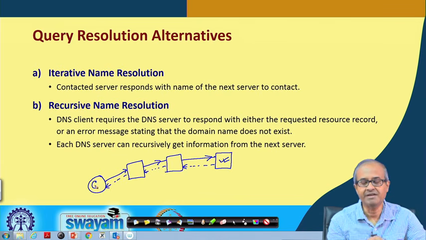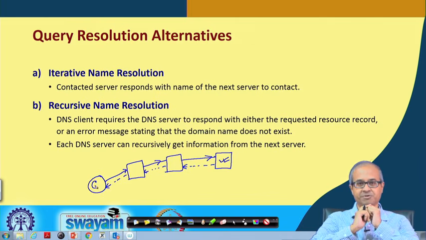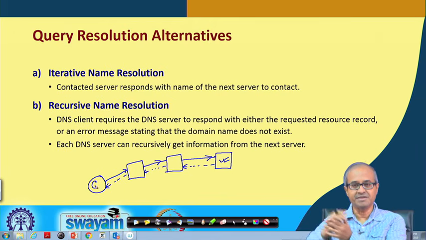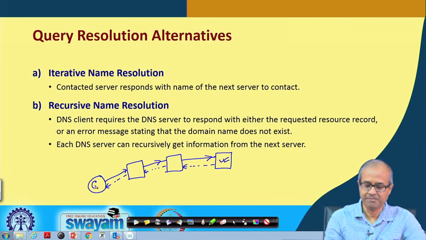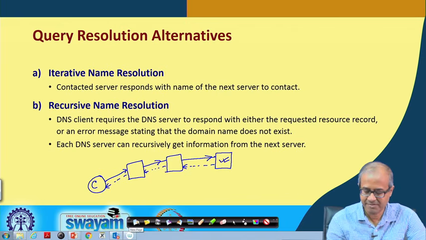So, to the client, as if the client had sent one request and received one response, but internally the name servers were working among themselves recursively to resolve the domain name. So, this is what is mentioned here. Fine.